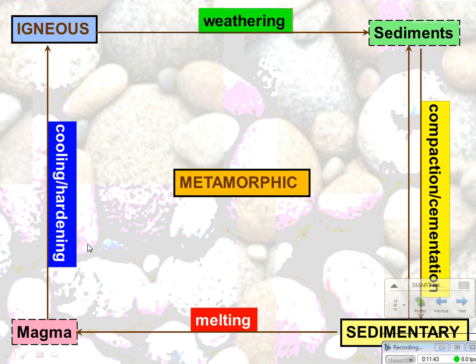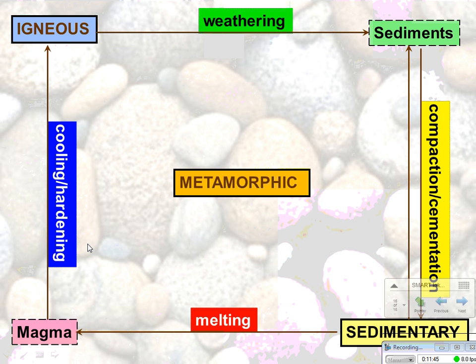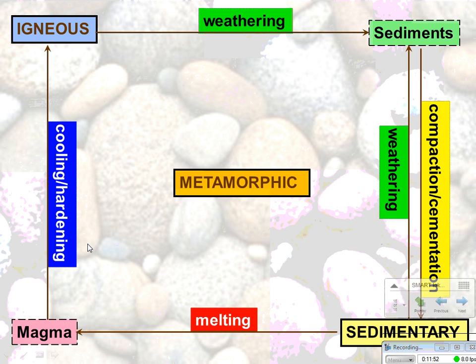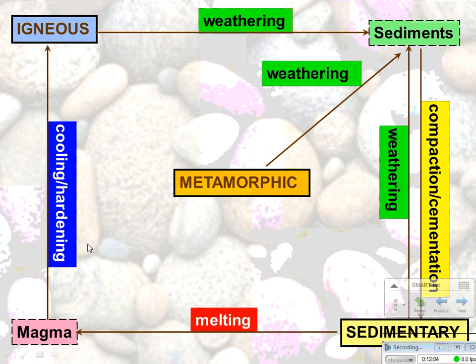If we go back to sedimentary and we want to make sediments, we're going to weather that sedimentary rock in order to get sediments. If we have a metamorphic rock and we want to get sediments, hopefully you're able to tell me that you're going to weather that metamorphic rock. Make sure you're filling in the box that points from metamorphic to sediments with the word weathering.